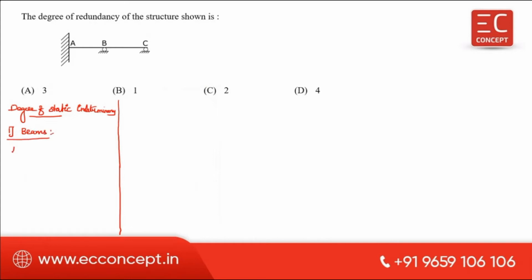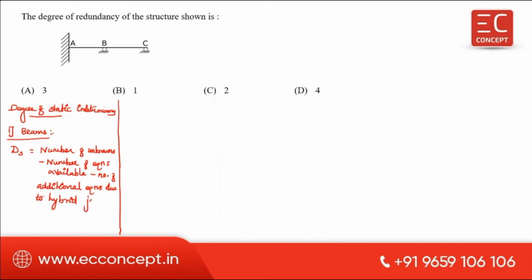For beam, the degree of static indeterminacy, ds is equal to number of unknowns minus number of equations available minus number of additional equations due to hybrid joints. Okay, due to hybrid joints.